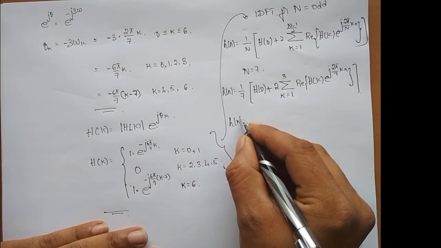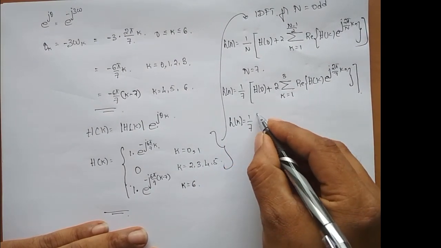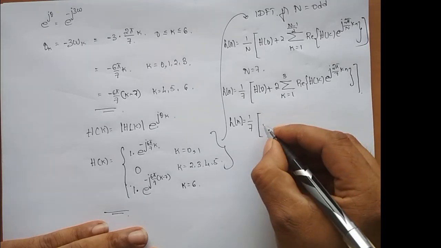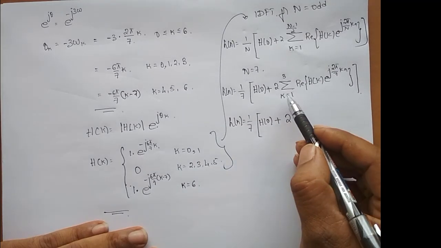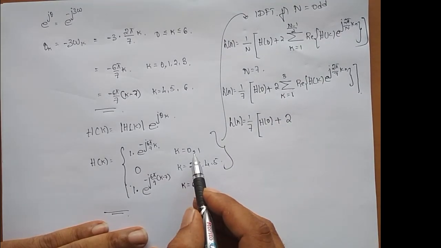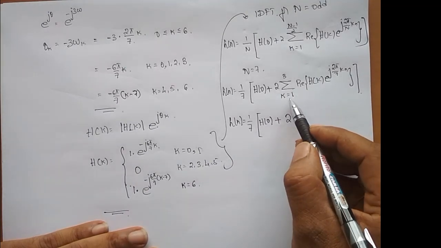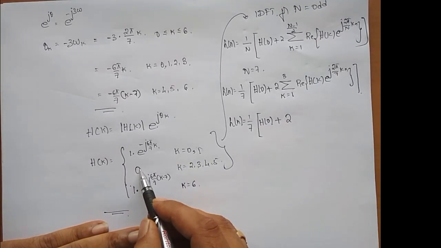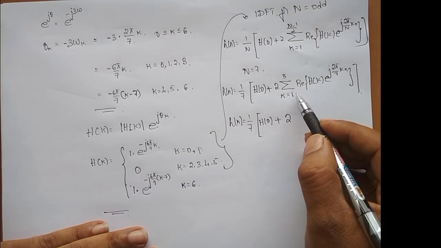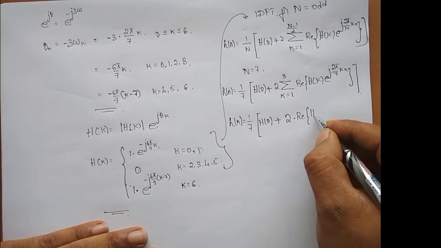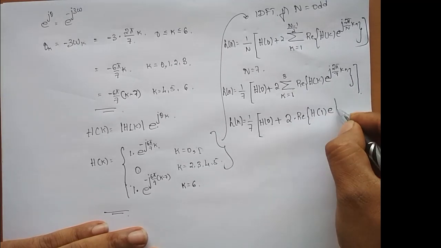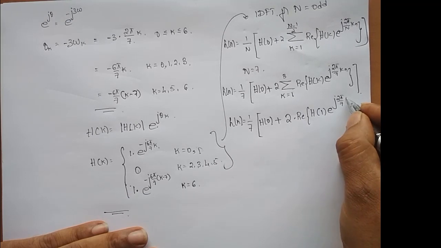So now h of n is equal to 1 by 7 into h of 0 plus 2 times, so for k equal to 1 we have the value, but for k equal to 2 and 3 it is completely 0, right? So therefore this takes the value only for k is equal to 1. So I can write it as the real part of h of 1 into e power j 2 pi by 7 into 1 times 1 into n.